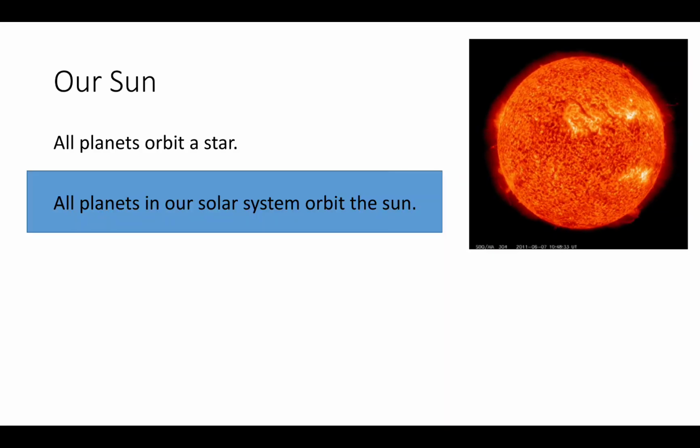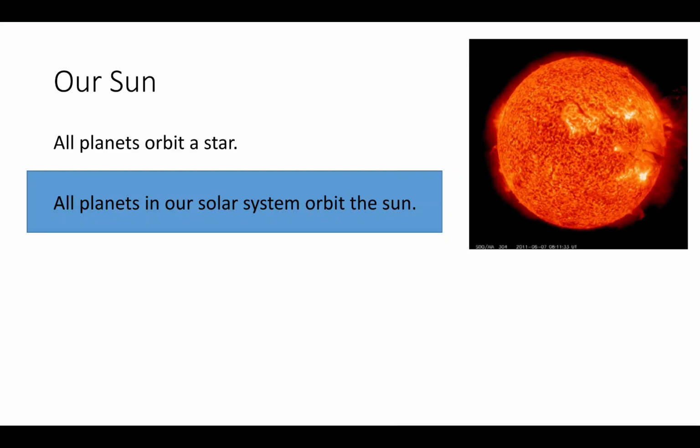Right, so solar system, the sun. So all planets orbit a star. And all planets in our solar system orbit the sun. So the sun contains about 99.9% of the total mass of the solar system. It's got a mass of 2 times 10 to the power of 30 kilograms, which is a 2 with 30 zeros. So it's exceptionally massive. And yeah, everything goes around it.